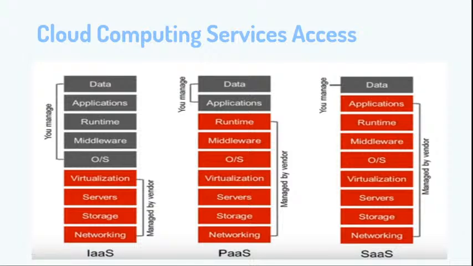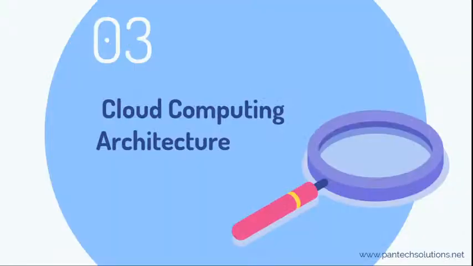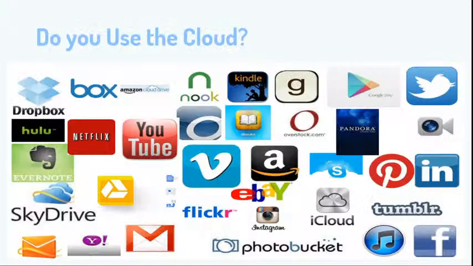Next thing, cloud computing architecture. Before that, you can see what clouds are available, like Instagram, iCloud, Tumblr, Pinterest, LinkedIn, YouTube, Netflix, one of the leading cloud sources, and then SkyDrive, Yahoo Mail, Kindle, Google Play Store, Twitter, and Dropbox. So these are all clouds.